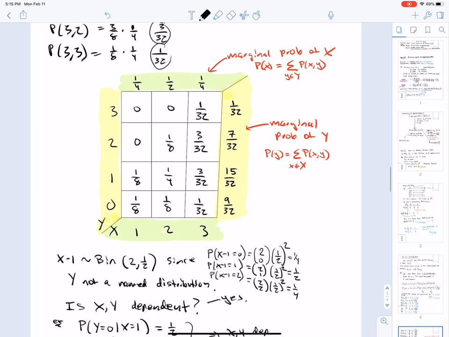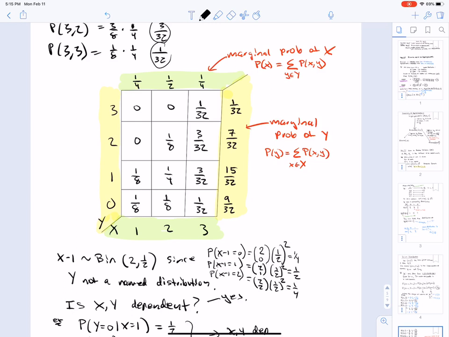So notice that x minus 1 is binomial(2, 1/2) because x minus 1 takes values 0, 1, 2, and it has the distribution a quarter, a half, a quarter. To see that binomial has that distribution, you can just use the binomial formula as I've written here. The distribution of y is not some named distribution. It looks complicated, so that's okay. It's just not a named distribution.